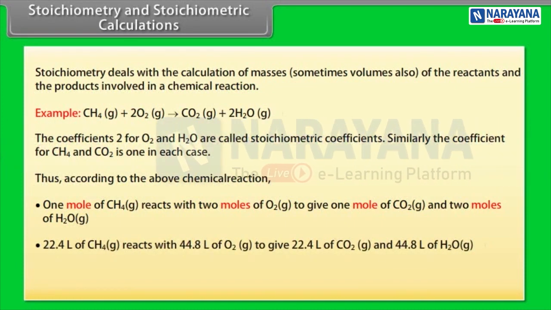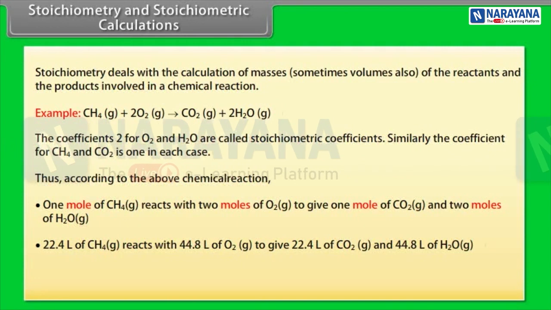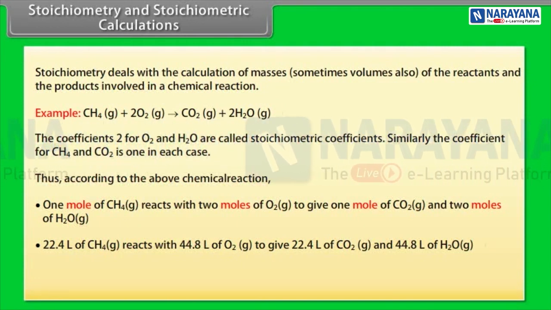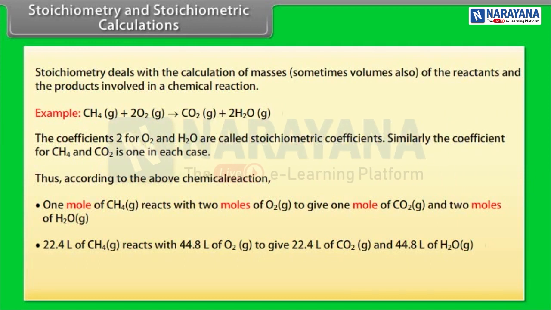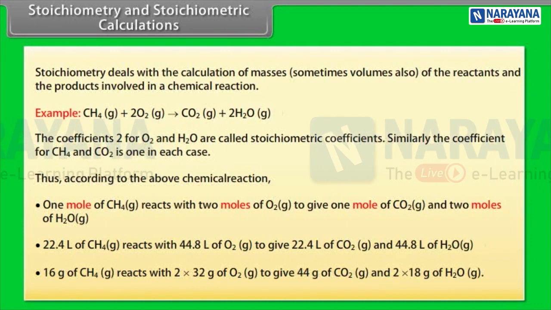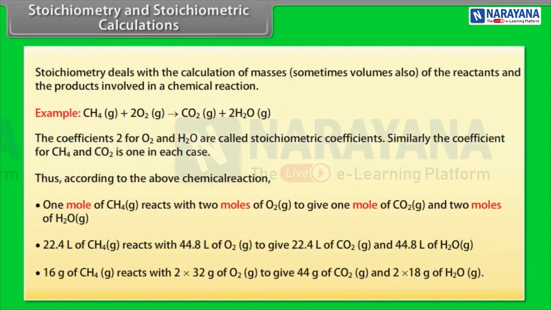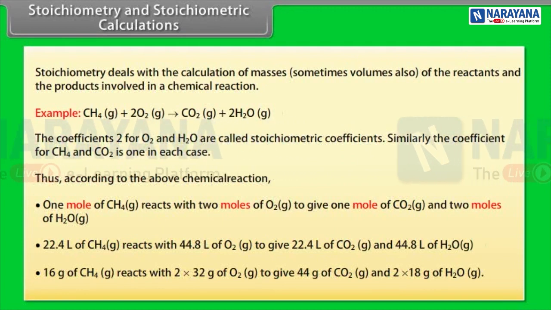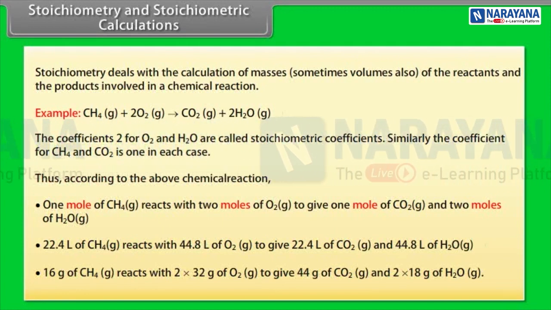22.4 liters of CH4 reacts with 44.8 liters of O2 to give 22.4 liters of CO2 and 44.8 liters of H2O. 16 gram of CH4 reacts with 2 into 32 gram of O2 to give 44 gram of CO2 and 2 into 18 gram of H2O.